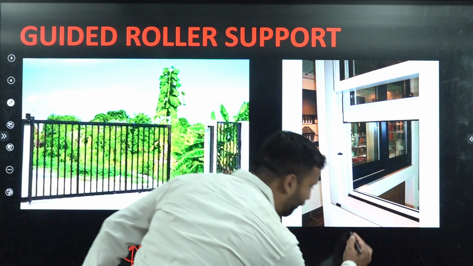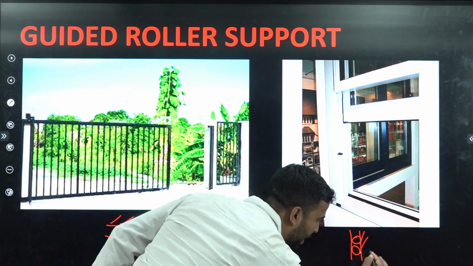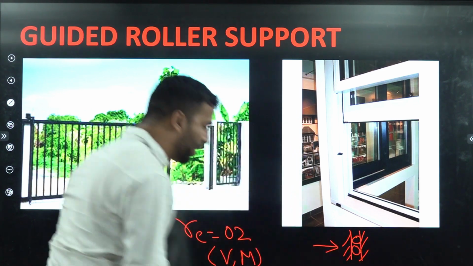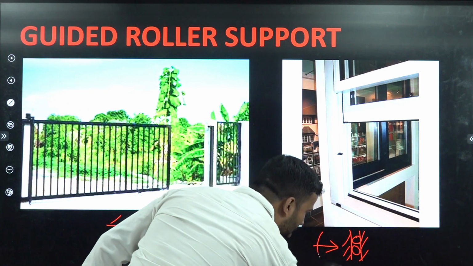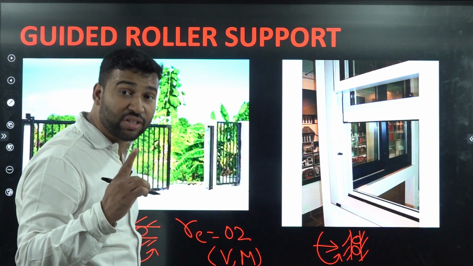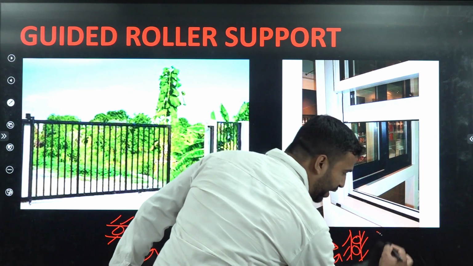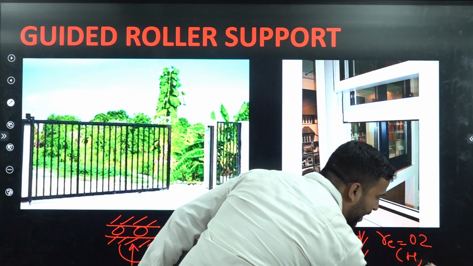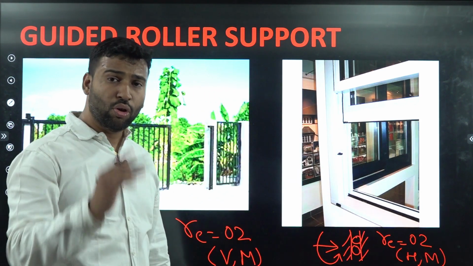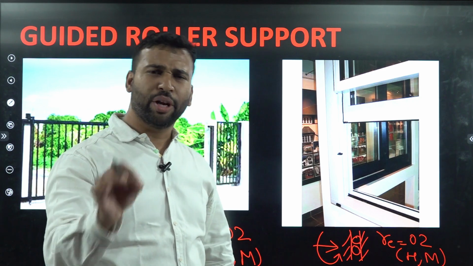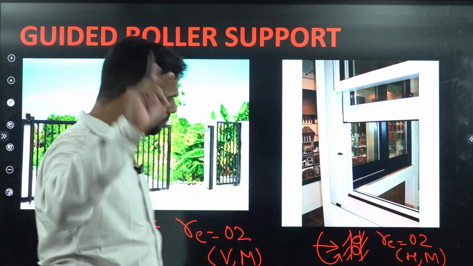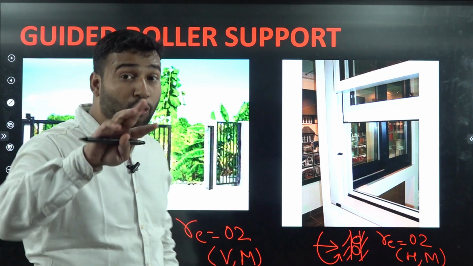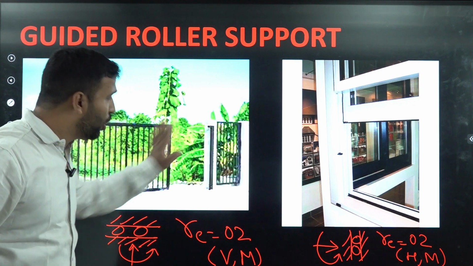So in case of vertical guided roller, students, we will have a horizontal reaction as well as a moment of resistance. So at each and every vertical guided roller, we will have only two reactions, that is horizontal reaction and moment. Clear, student? So if anyone asks you how many reactions are possible in the guided roller, always two reactions are possible. Now which two reactions will depend on the type of guided roller.